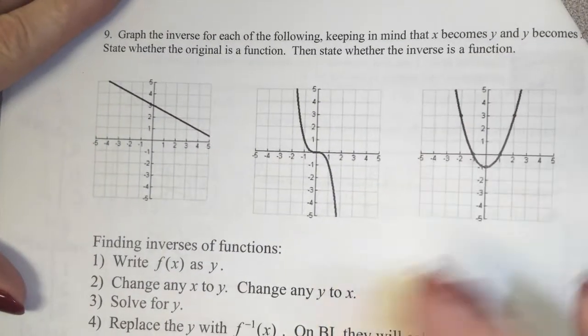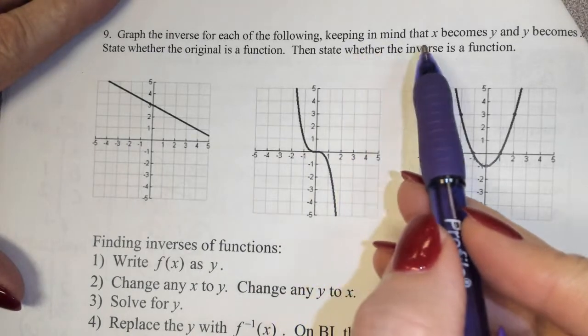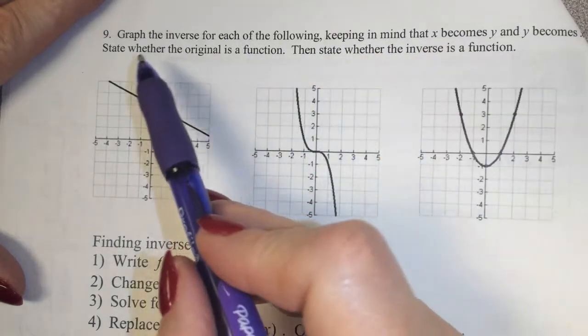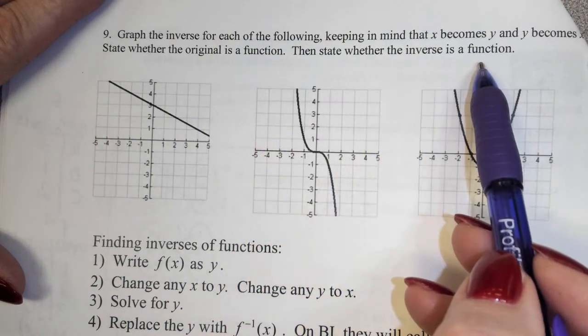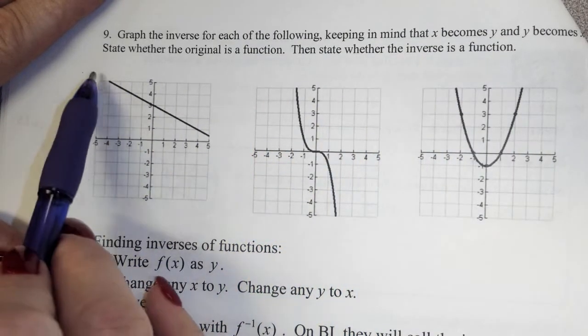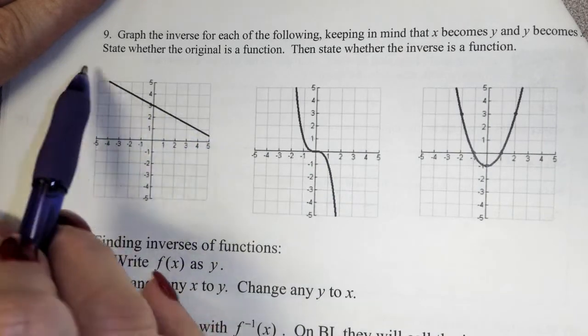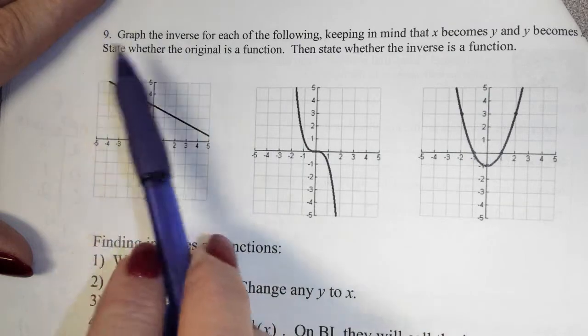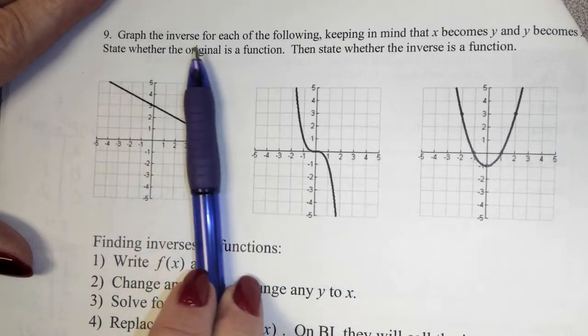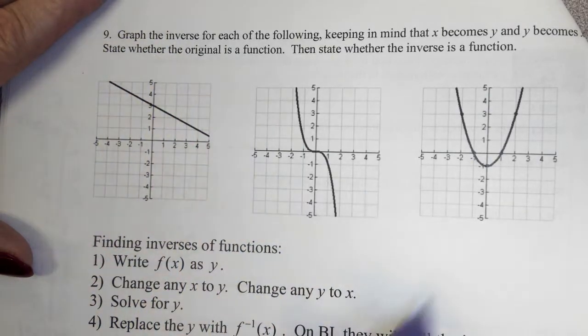Graph the inverse for each of the following, keeping in mind that x becomes y and y becomes x. State whether the original is a function, then state whether the inverse is a function. All right, well, this is a linear function. It's a function because it passes the vertical line test. A vertical line only touches it at one spot, so yes, it is a function.